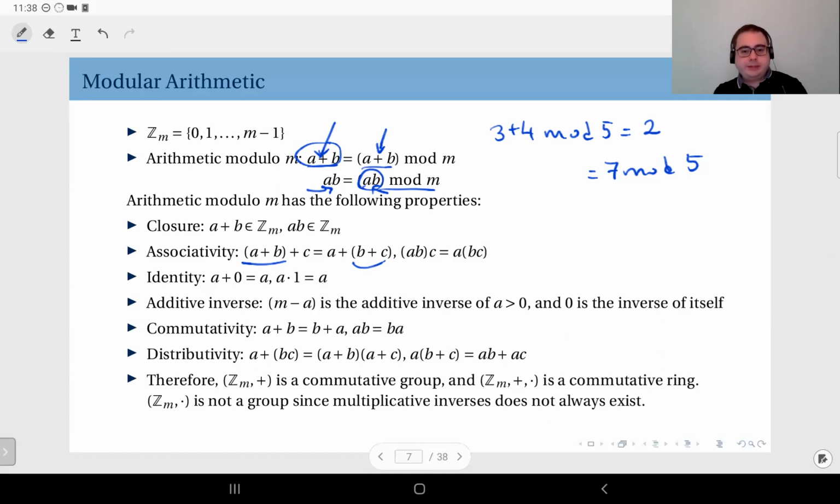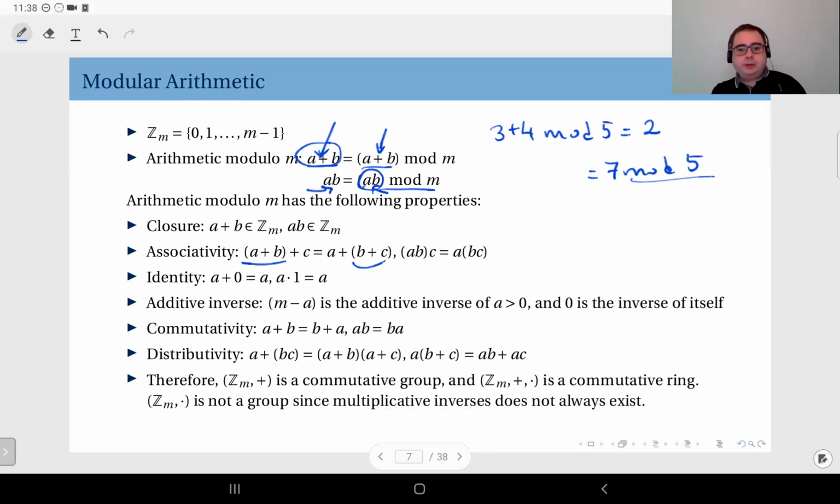And we also have additive inverse. 0 is its own additive inverse. And for all other numbers that are not 0, let's say the number is a, its additive inverse is going to be m minus a, right? So for instance, under modulo 5, the additive inverse of 1 is 4, so that when you add them up, you get the additive identity, which is 0. Similarly, the additive inverse of 2 is 3. When you add them up modulo 5, you get 0, which is the additive identity.